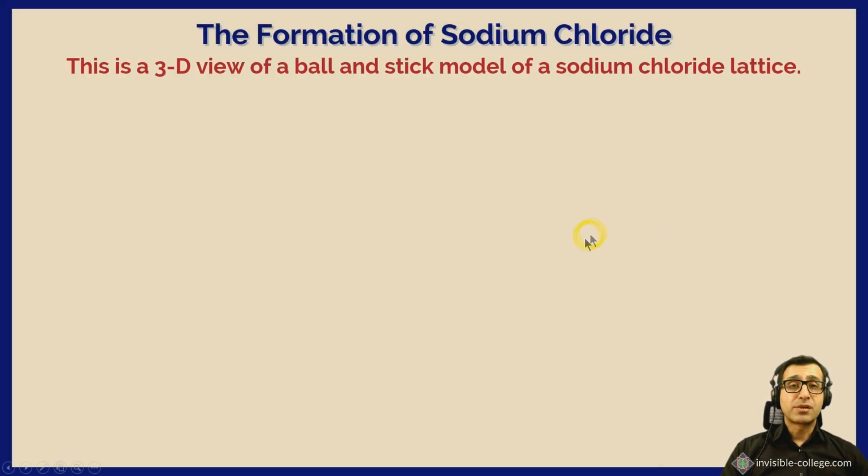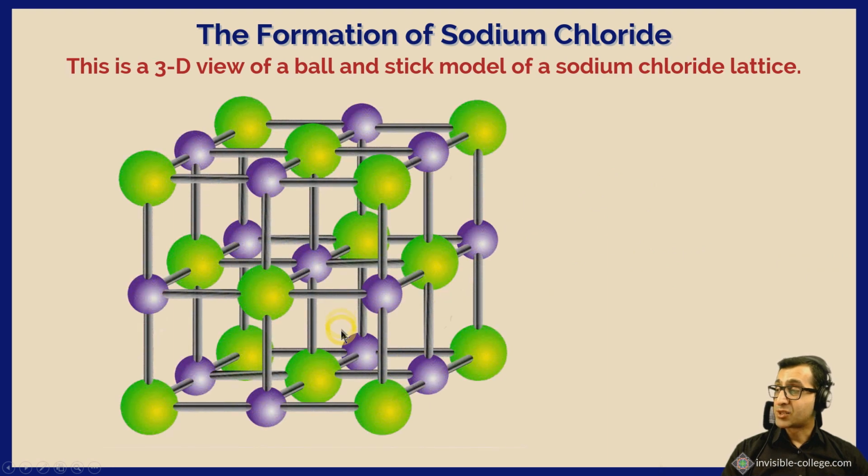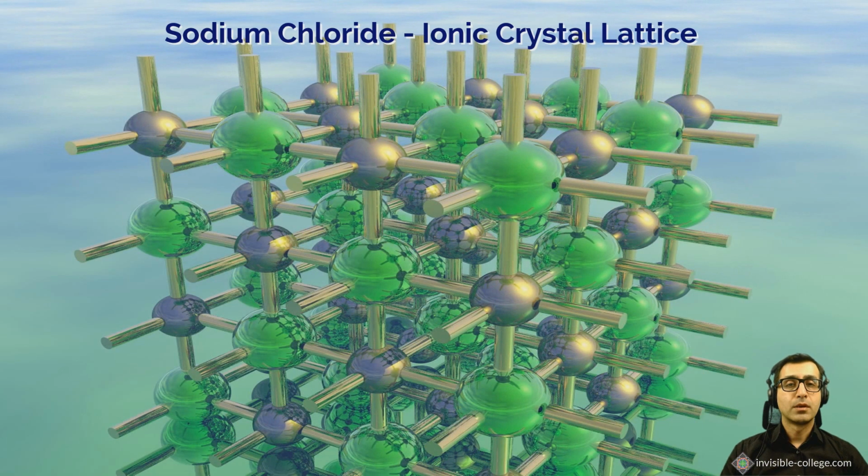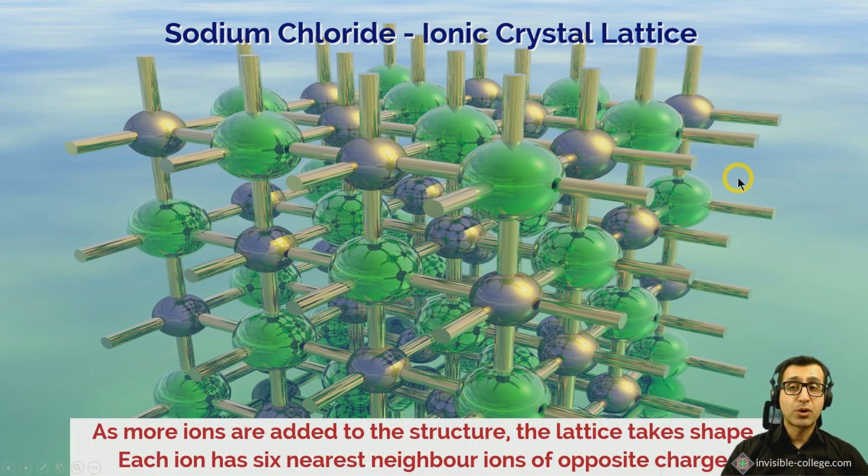So in 3 dimensions, this is what that same lattice structure would look like. We see here that we've got the sodium ions and the chloride ions, and each sodium ion is surrounded in 3 dimensions by 6 chloride ions. And similarly, every chloride ion is surrounded in 3 dimensions by 6 sodium ions. So if we add more and more ions to the structure, the regular geometrical arrangement of these oppositely charged ions takes shape, and each ion has 6 nearest neighbor ions of opposite charge.